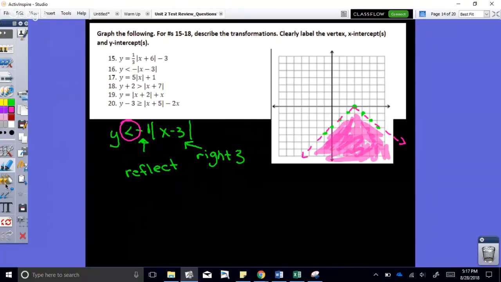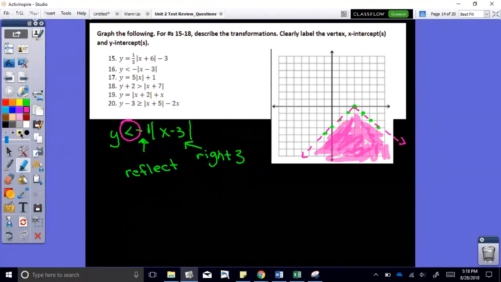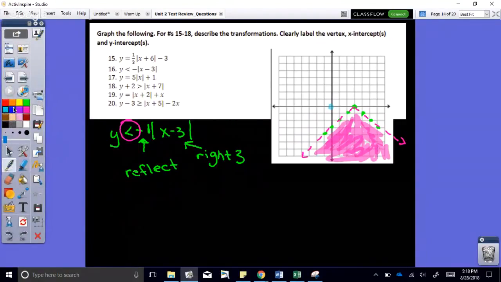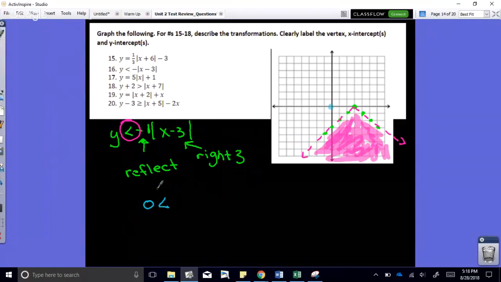If you're not comfortable with that, another thing you could do to check the shading is to check a point. So if I plug (0, 0) into my function, I get 0 is less than negative absolute value of 0 minus 3. 0 less than negative absolute value of 3. So I'm asking, is 0 less than negative 3? 0 is not less than negative 3. We shade away from (0, 0), which puts me below.